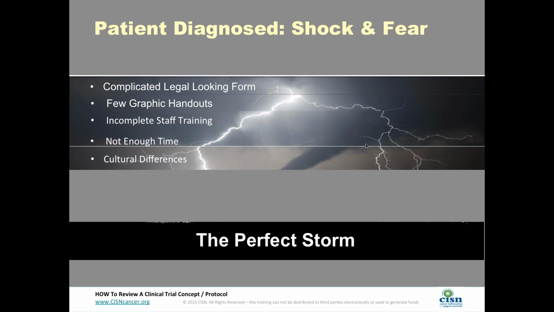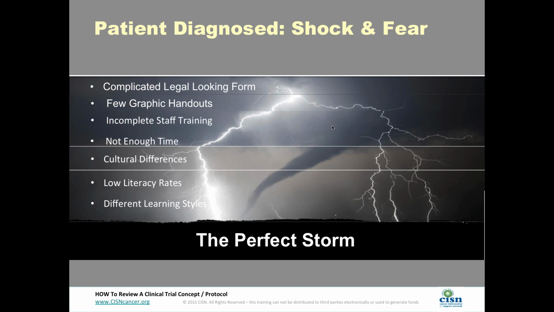There are all the different cultural differences that are in play, and we talked a lot about that last session. Low literacy rates, again, we talked about that. Different learning styles, all of this is in play. And usually you see people turning and walking away. I mean, we don't have that 3 to 5% accrual rate except for all of these. It's a real problem.